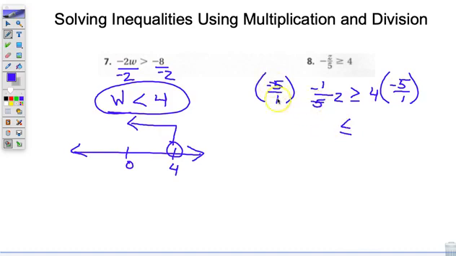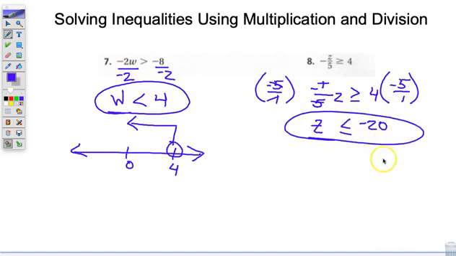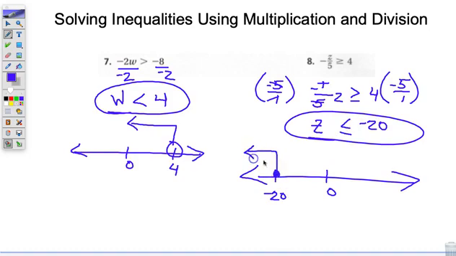And again, finding those common factors leaves us with 1z. 4 times a -5 is a -20. Of course, we don't need that 1 in the denominator. And then we're going to go ahead and graph it. Here's 0. -20 is down here to the left. Since z, our answer, is less than or equal to that -20, we do need a solid circle, and it's going to be bold to the left.